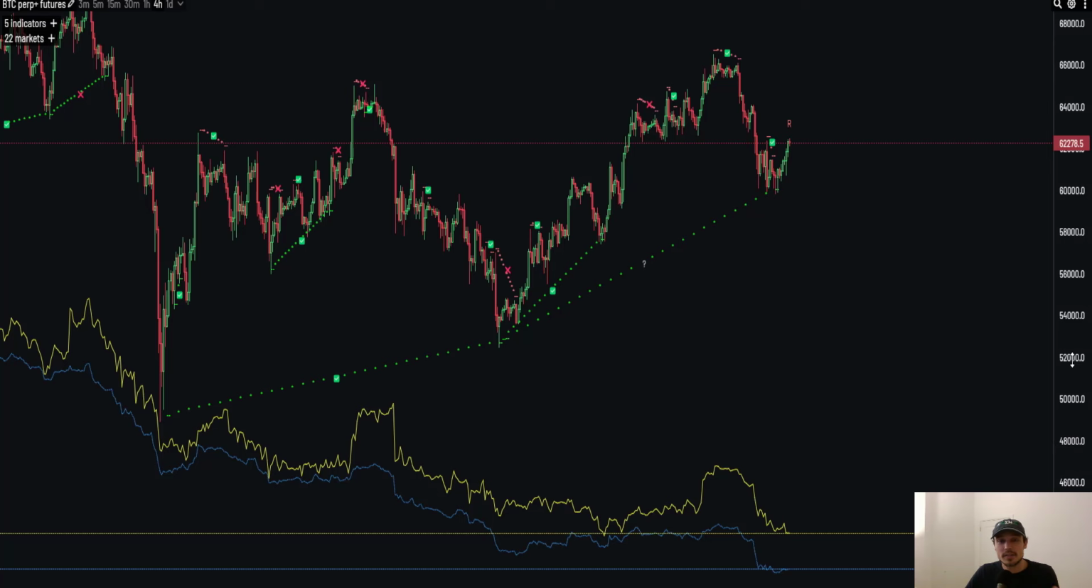If we then look at the CVD divergences, then you can see we do have a bullish CVD divergence here on the chart. Higher low on price, lower low on this CVD, with the target being 66k.